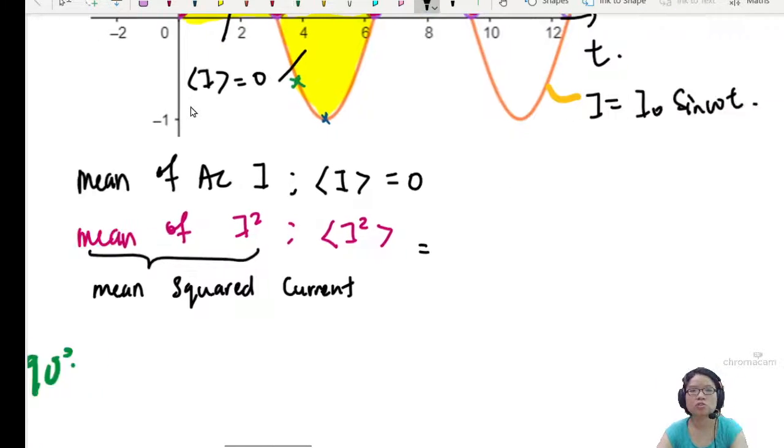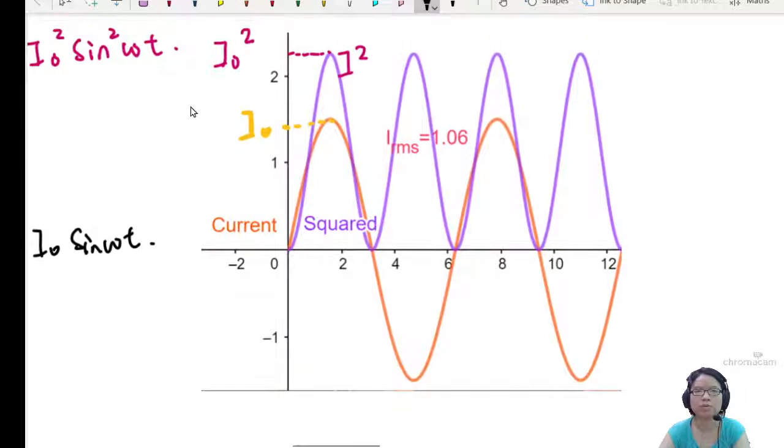To find the mean square current, we square everything already, and then you think to yourself, what is the value of this mean square current? What is the average of the purple graph? The purple graph has many values. I'm going to rub off the I naught here because it's blocking. This purple graph has many values ranging from 0 to I naught squared.